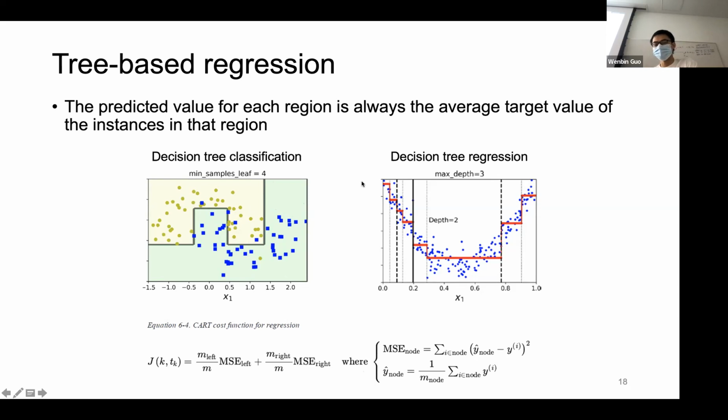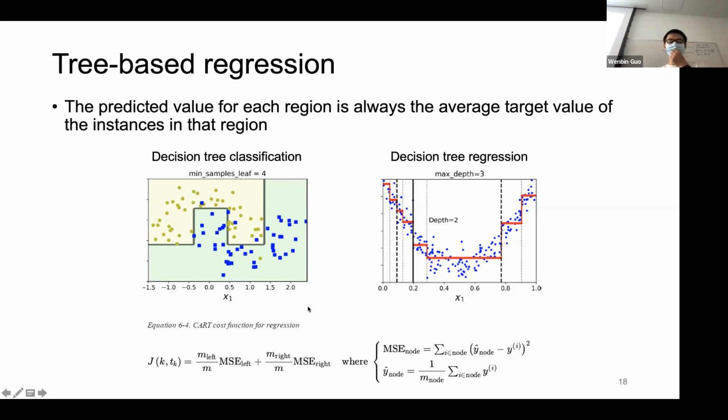So in the right part, we can see the decision tree regression is always trying to find a stepwise function. For example, for this region, it always has this y value. And then for another region, it goes down to another value and so on. So within each region, the value is always constant.